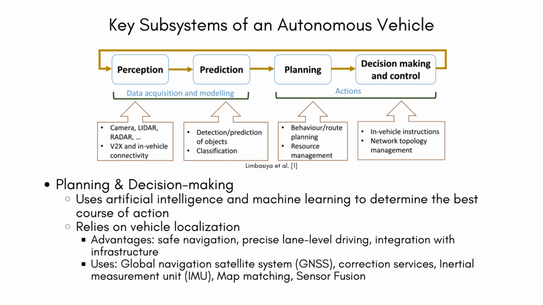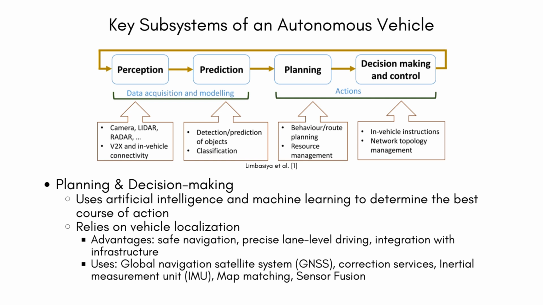Localization uses the following technologies. Global Navigation Satellite System. This is analogous to GPS. It allows the vehicle to receive signals from satellites to determine its approximate position. GNSS is unable to provide enough information by itself for safe autonomous driving due to limitations such as signal availability and accuracy. Correction services.